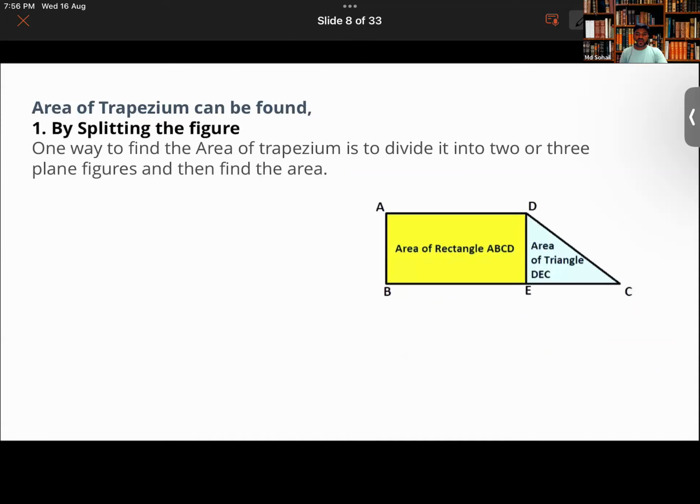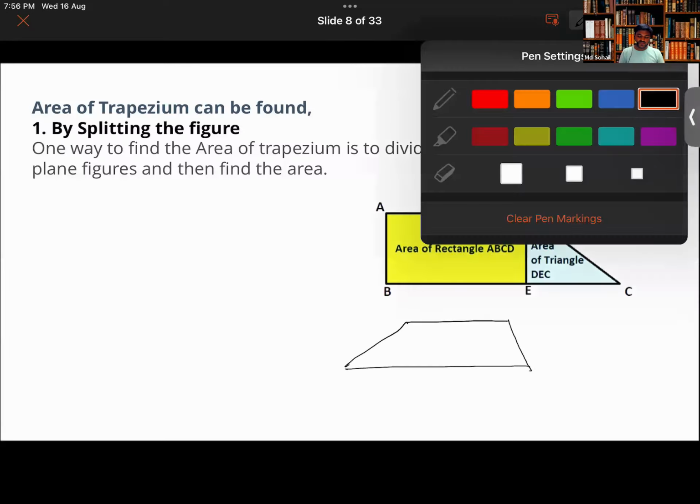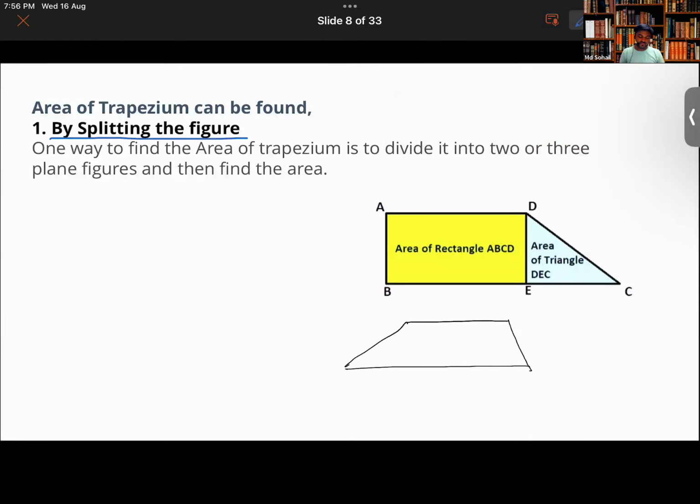But what if you were to have a figure which does not look like this? It might be an isosceles trapezium or not an isosceles trapezium. The figure might look like this as well, no? So how do we calculate in that case? Look here. The first method we have already discussed is splitting the figure.